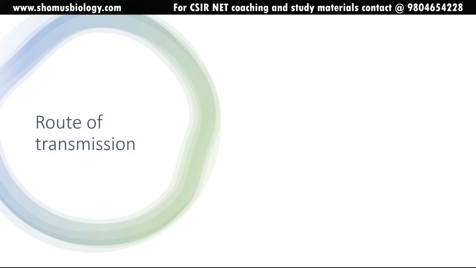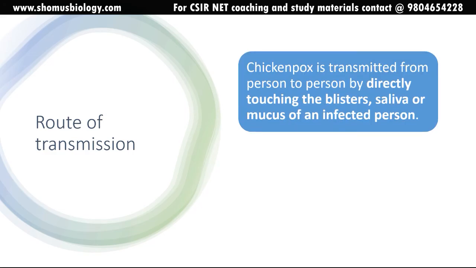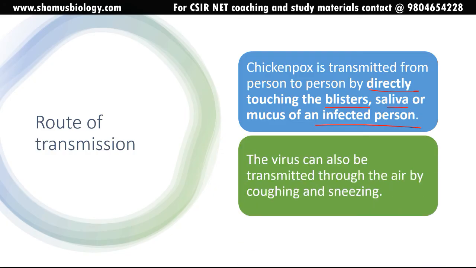The route of transmission goes like this: chickenpox is transmitted from person to person directly, by touching the blisters, as we saw earlier, the blister-like structures that form throughout the body. In children the blisters are more; in adults there will be blisters but in lesser number. It spreads if they touch the blisters, or saliva or mucus of an infected person. Second, the virus can also transmit through the air by coughing and sneezing, and obviously it's an airborne infection.